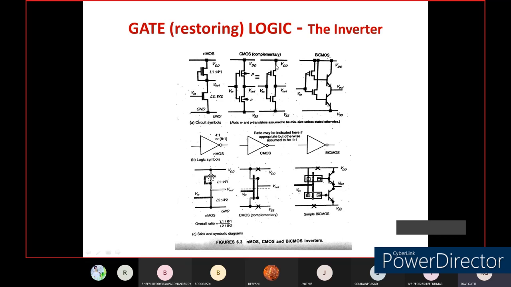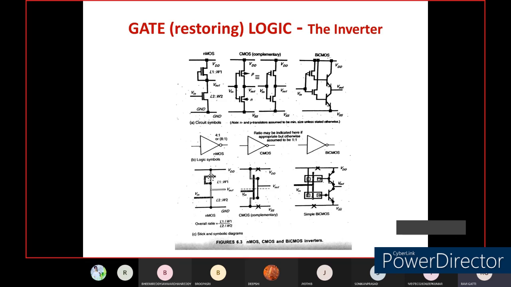So if this switch is closed, you can see there is a closed path over here, and the output will be combined or coupled to the VDD. And if the bottom switch has been connected, then the output will be combined to VSS. So generally this VSS we will be taking as a ground terminal.